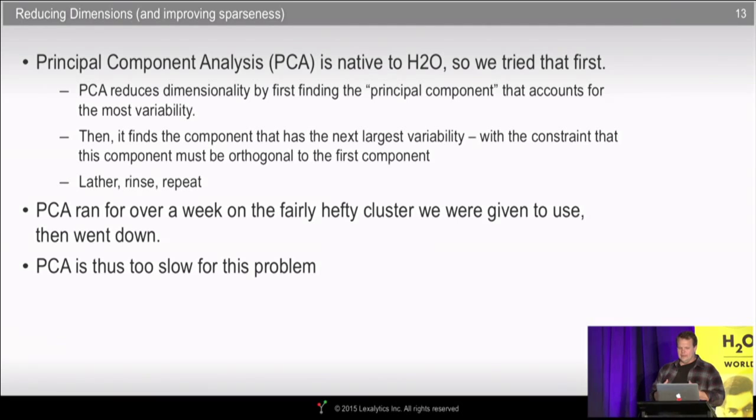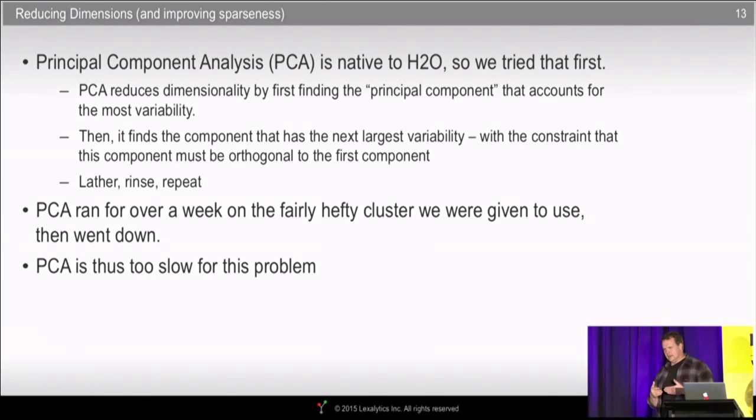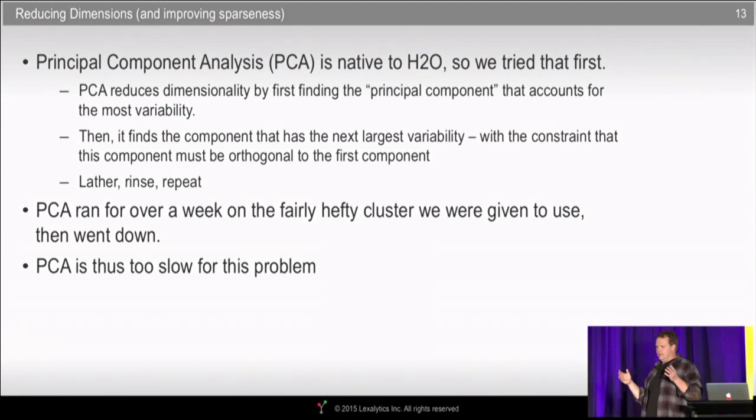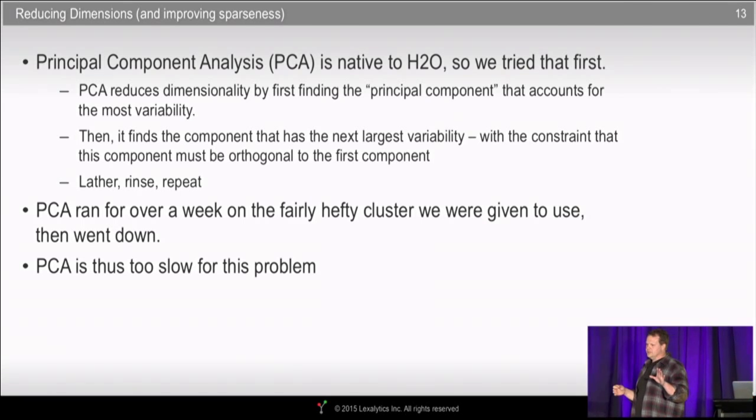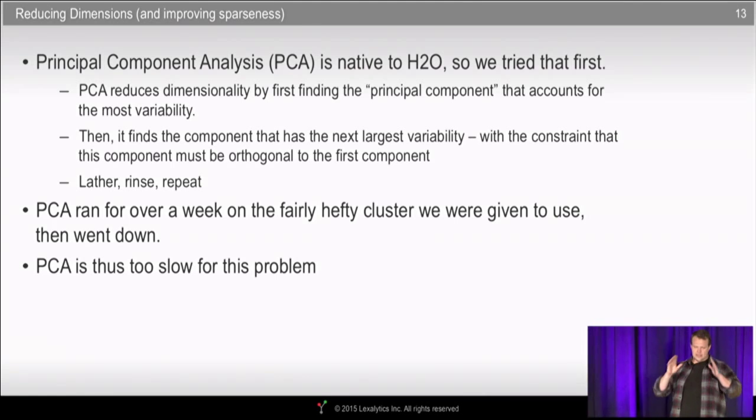We ran this for over a week, and we were given a pretty hefty cluster to run it on, and the cluster ended up crashing after a certain period of time. So this is not, therefore, appropriate for this problem. Now, I'm sure there are people in the audience going, well, there's sparse PCA, and there are other ways to do reduced dimensionality. Yes, there are.